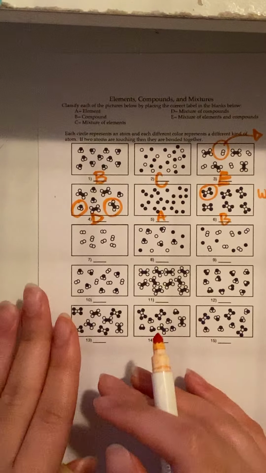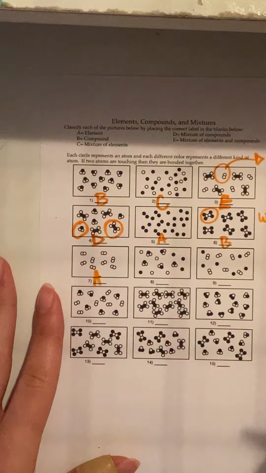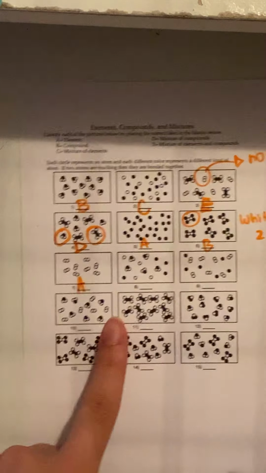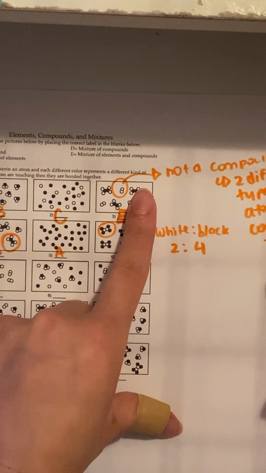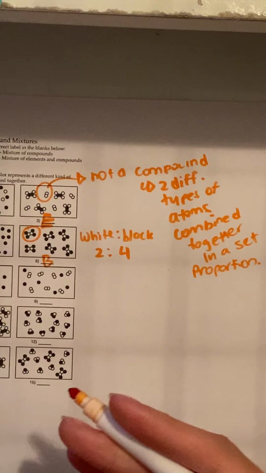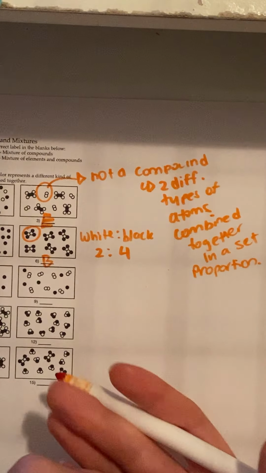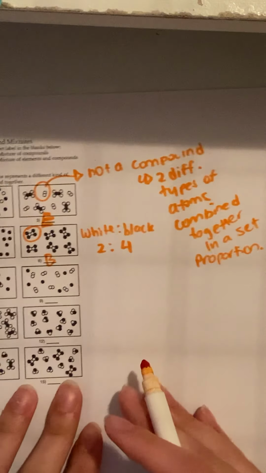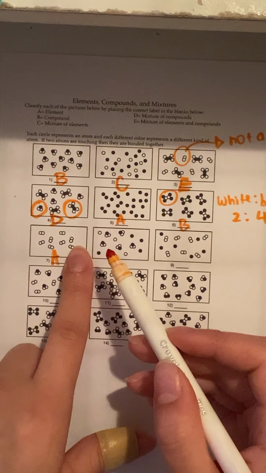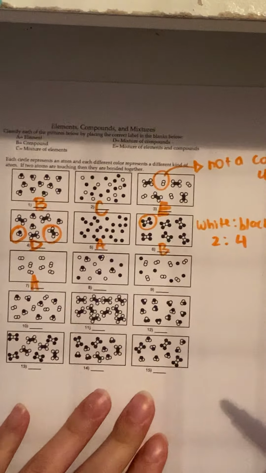Okay, moving on to number 7, we're going to say that this is an element. Now, why? Even though they look together, again, remember that this is not a compound, it's actually just an element, because a compound, we want to keep repeating the same definition so we memorize it, is 2 different types of atoms joined together in a set proportion. And this is not 2 different types of atoms, it's the same element. So it's A, it's an element.